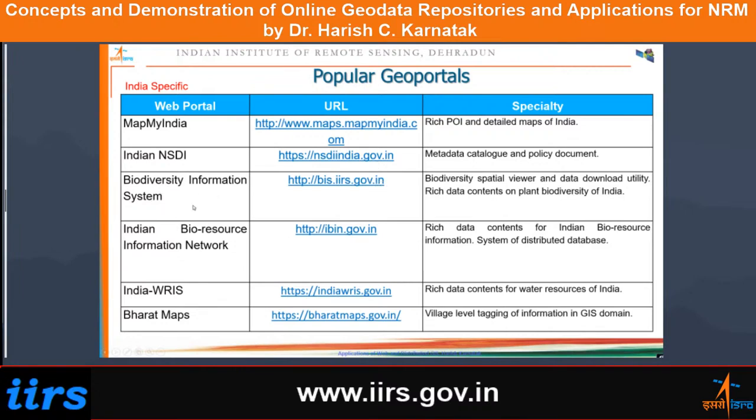Biodiversity Information System is a website published by IIRS itself. We provide here the biodiversity spatial viewers and a data download utility.